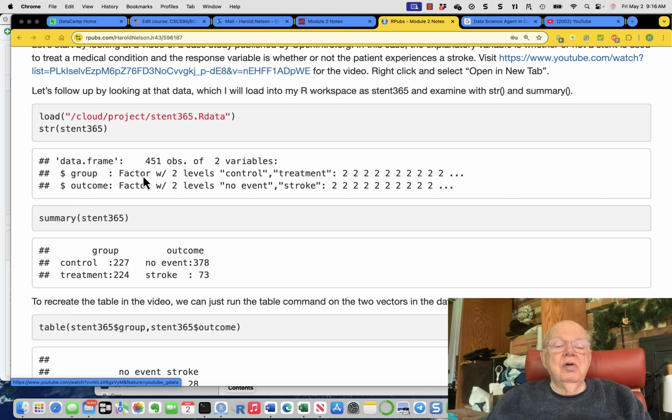There's the group, whether this person was a control subject or a treatment subject, and an outcome, whether there was no event or a stroke. This is a really important type of study. It's a randomized controlled trial. It's the only type of study where you can really establish causality.